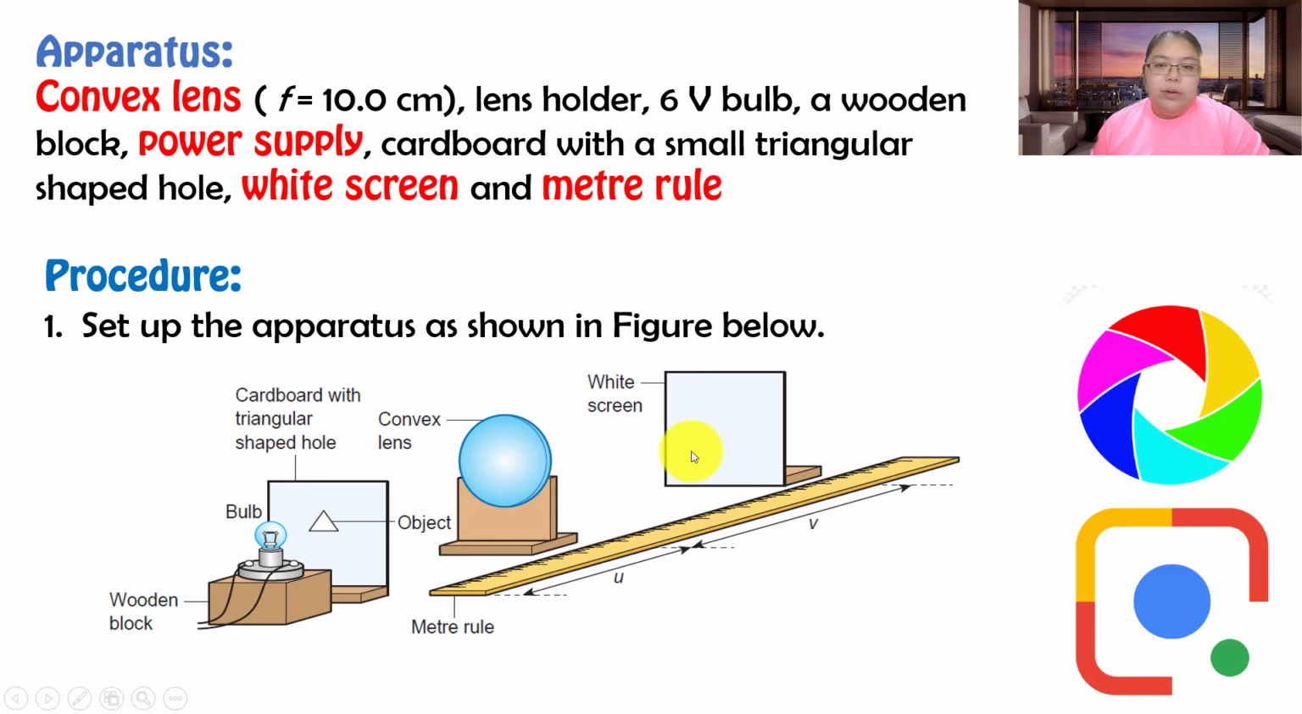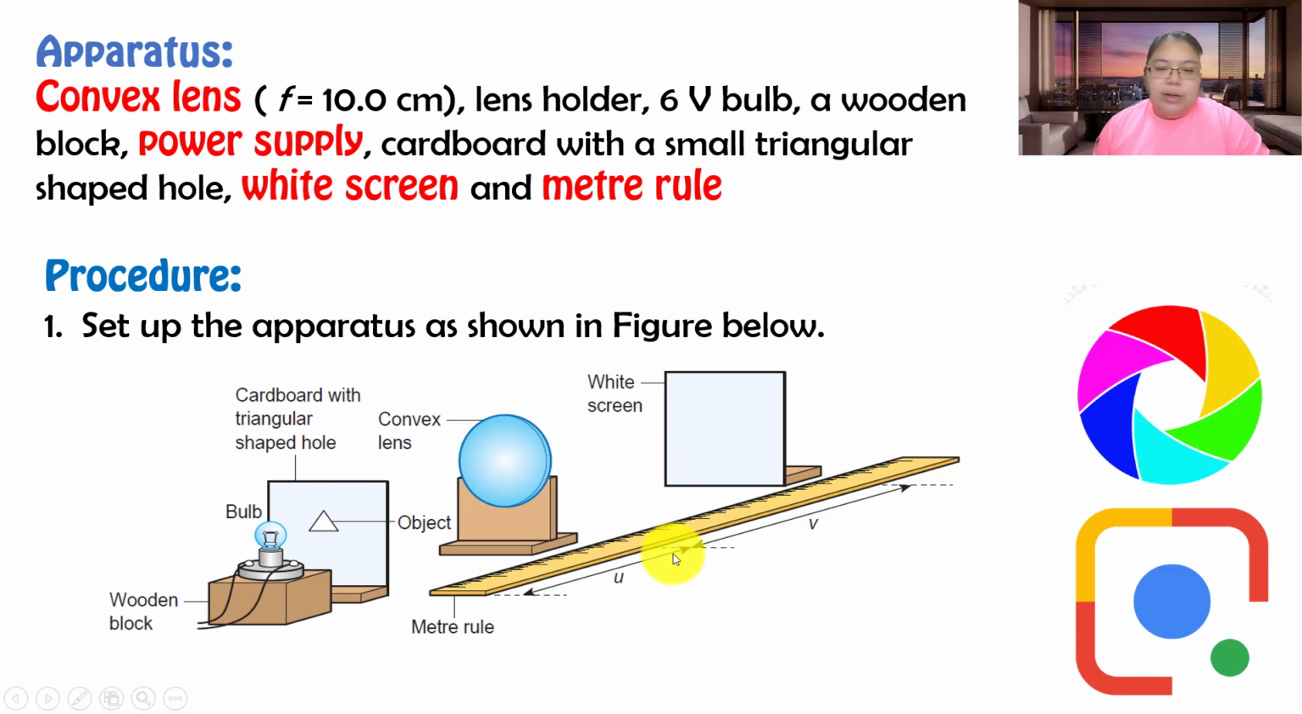Okay, set up. So the first one you must say you set up. Set up apparatus same like the figure below. Okay, we got the bulb. This one is the cardboard with the triangle. Then the lens must be put in the middle. Then the screen is behind.